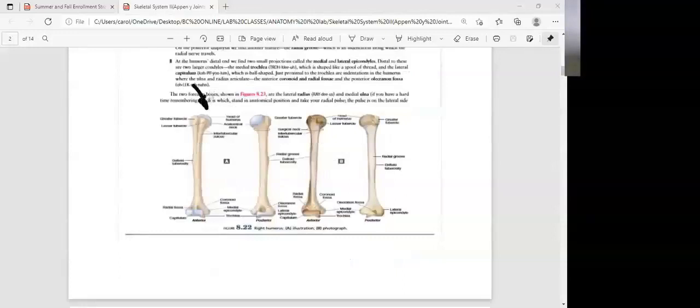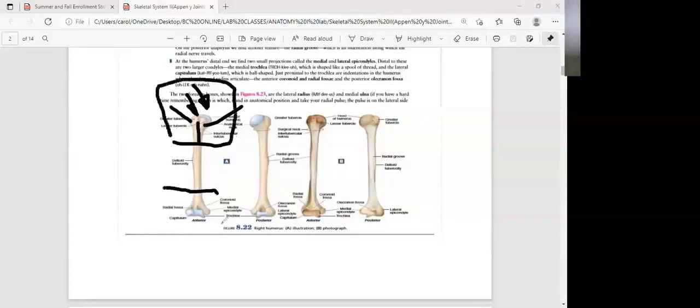Here, the top part of the humerus is the head. If you have a head, it's because you have a neck. After the neck, you're going to have 2 elevations. This is going to be the greater tubercle, and this is going to be the lesser tubercle. This is going to be the intertubercular line. This is in the proximal epiphysis.